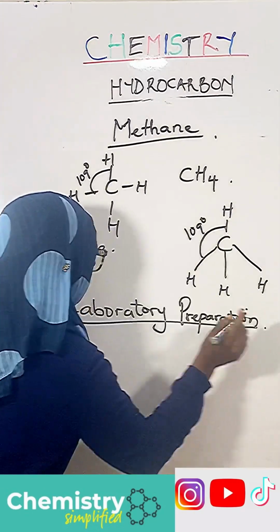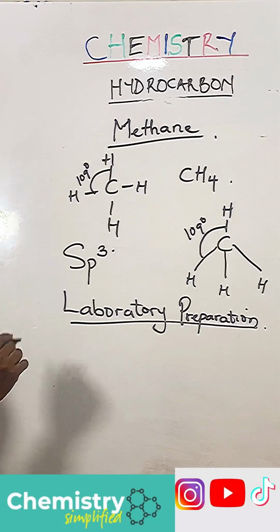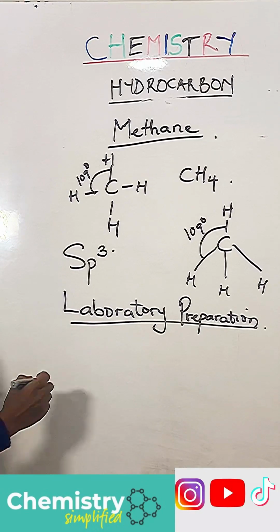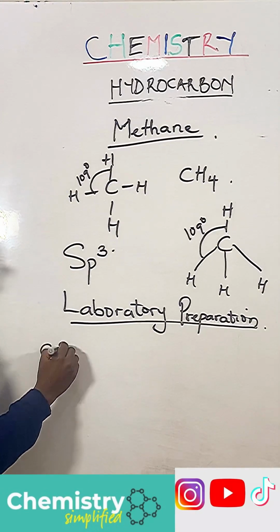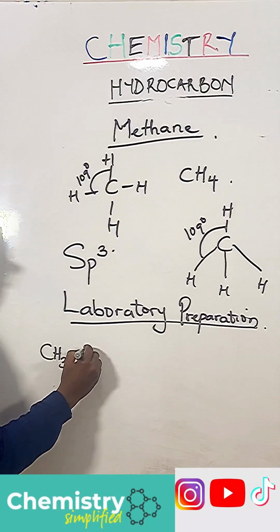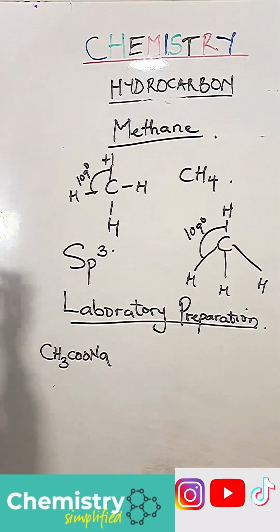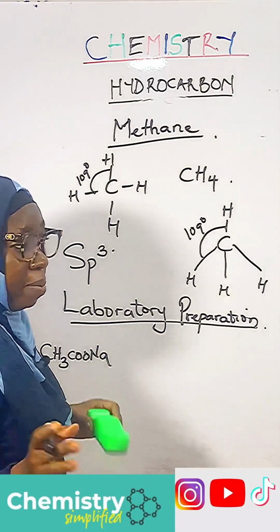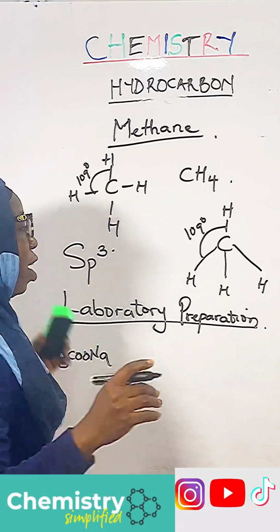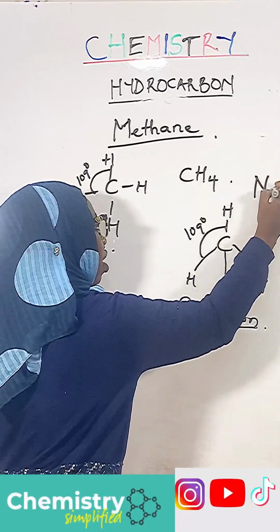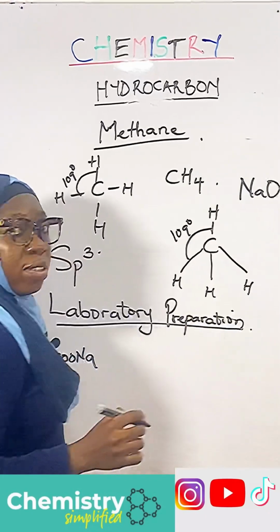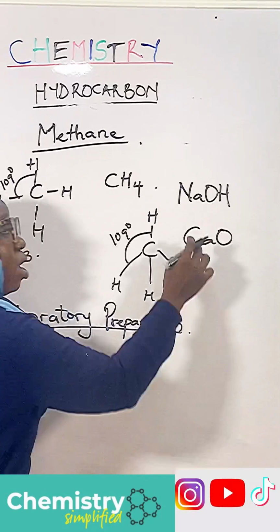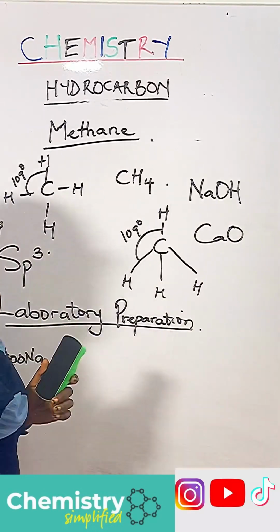Now, methane can be prepared in the laboratory by heating sodium ethanoate with what we call soda lime. Sodium ethanoate is CH3COONa. Our soda lime is a combination of caustic soda and also quicklime. Your caustic soda is sodium hydroxide, and your quicklime is calcium oxide. So the combination of the two is what we call soda lime.